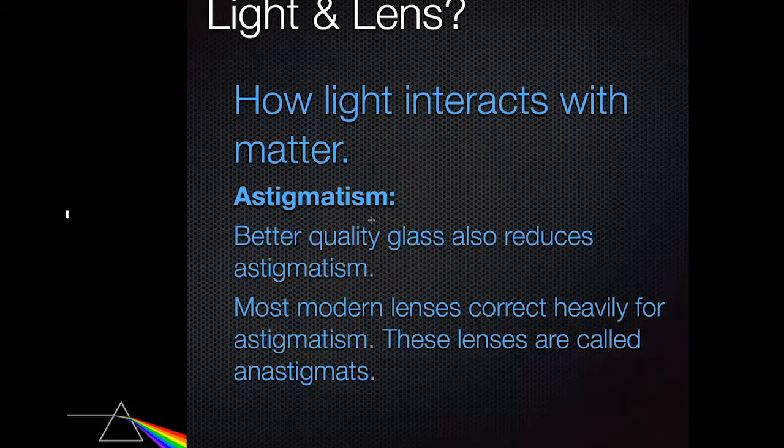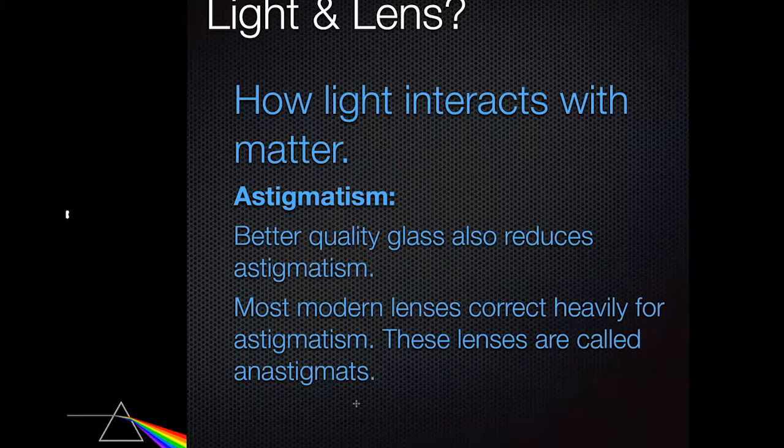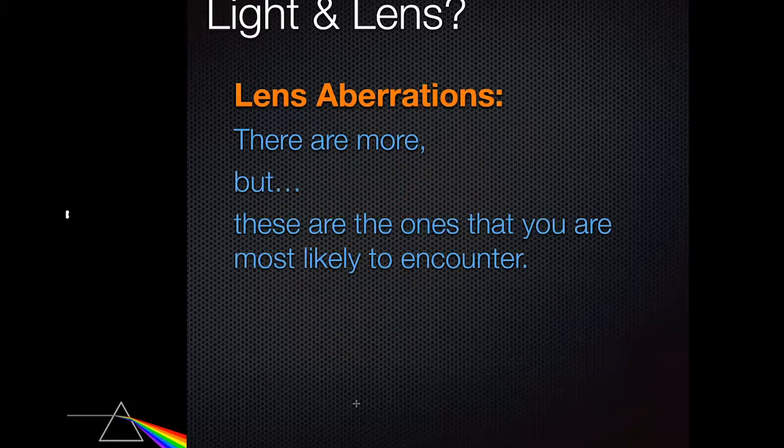Better quality glass, let me just repeat that. Larger apertures increase the problem, okay? So with astigmatism, better quality glass reduces it. Most modern lenses correct heavily for that, and these lenses are called anastigmats. You typically won't see this advertised too much on a brochure for a lens, because it is something that's been pretty much solved, or most camera manufacturers solved it.